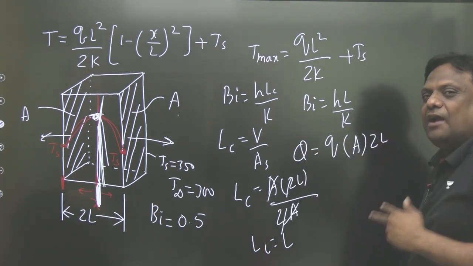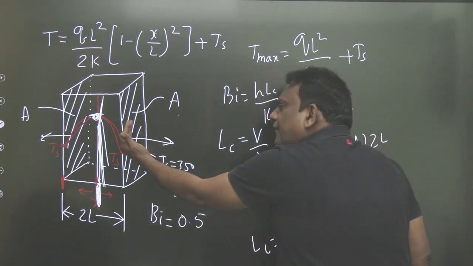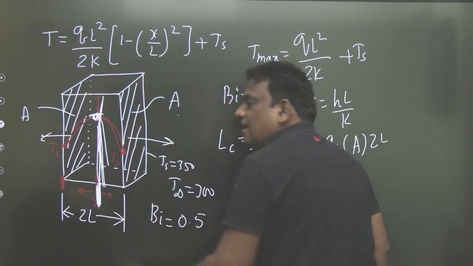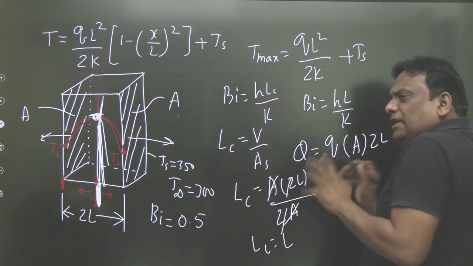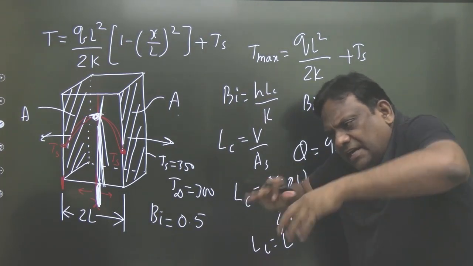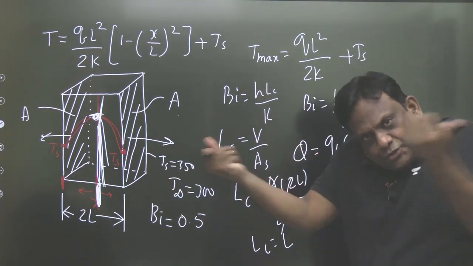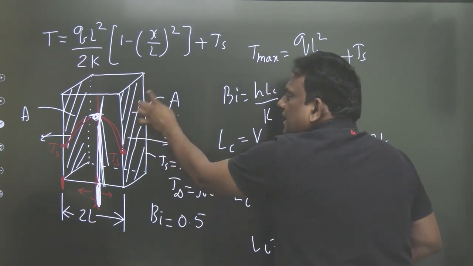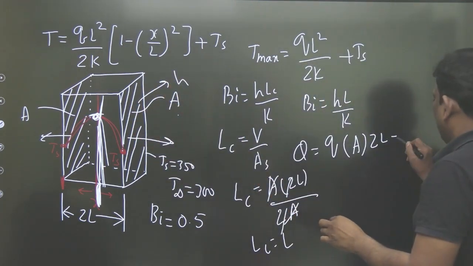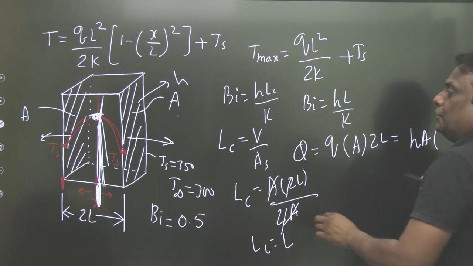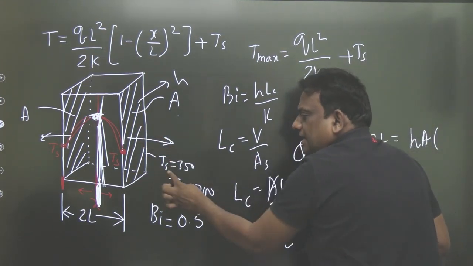Total heat generation. And where is that heat going? Half is going to this side, half is going to this side. And if you observe clearly, it is a steady state, so whatever is generated should go out. So half the heat, what is the heat transfer coefficient? H. So this will be equal to HA into delta T. What is delta T?